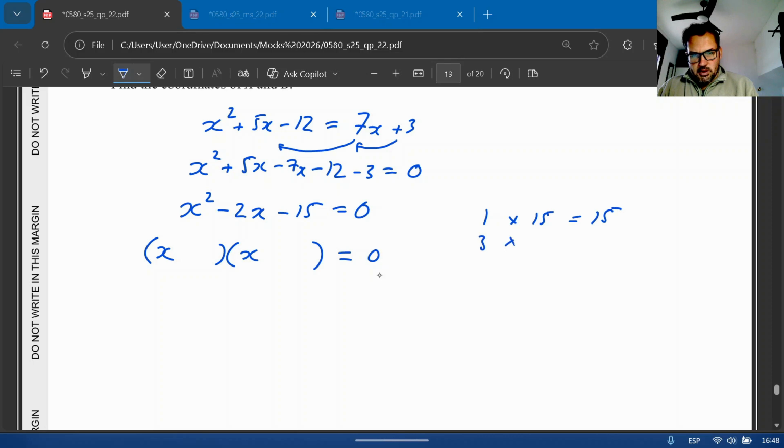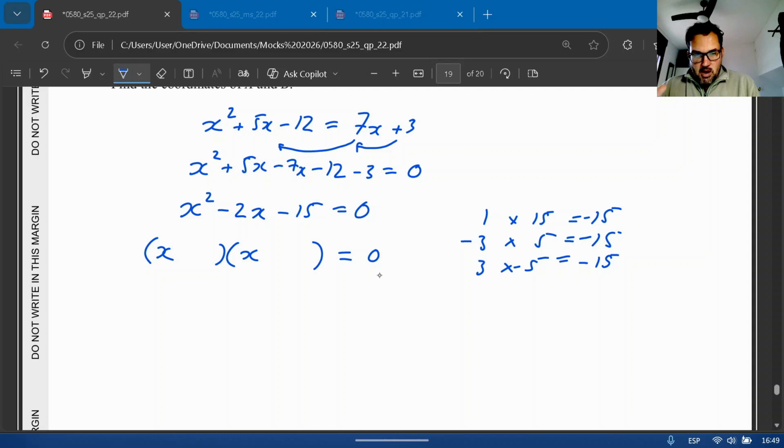That could be 3 times 5. That's about it. Now, we don't have a 15, we've got a minus 15. And when we add this together, we want to get a minus 2. So we're not going to get to a 2 with a 1 and a 15. So I'm saying this 3 times 5 is where our answer lies. But to get a negative 15, one of them has to be negative.